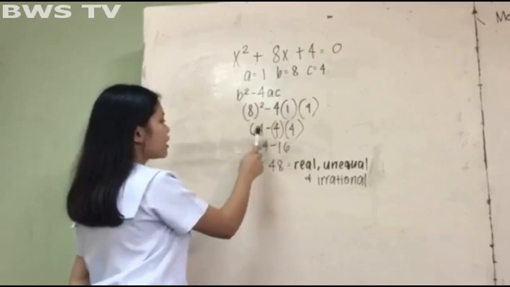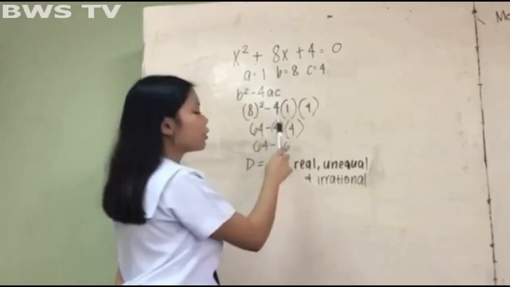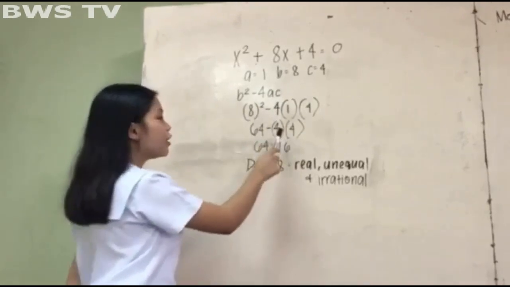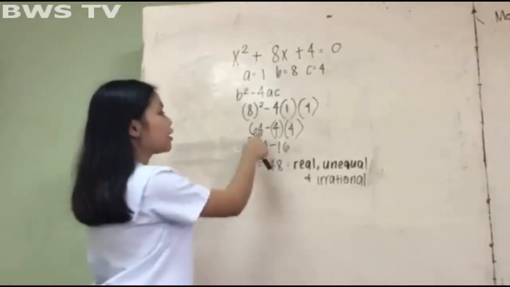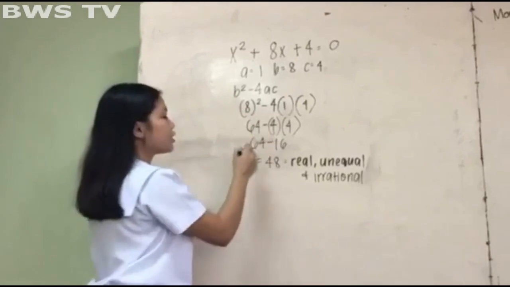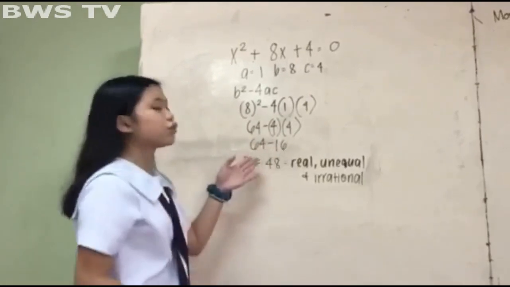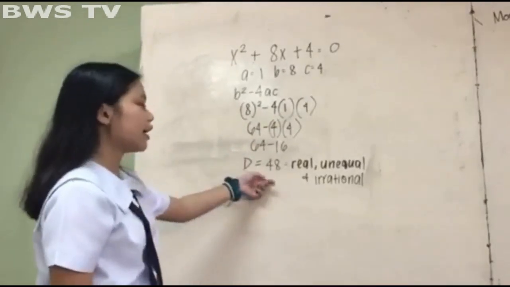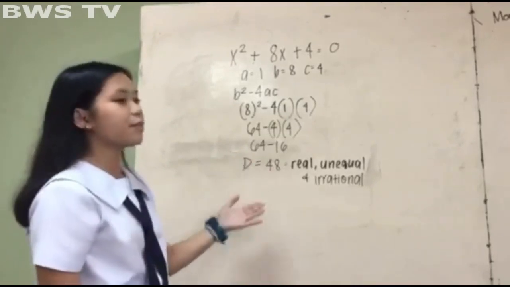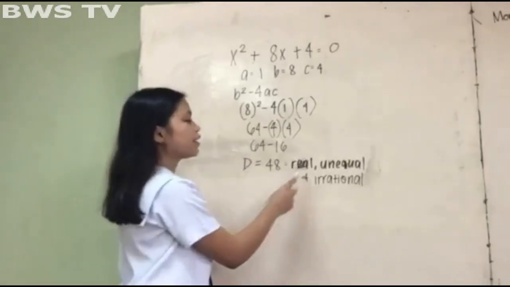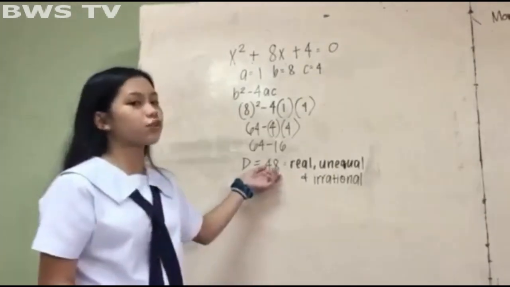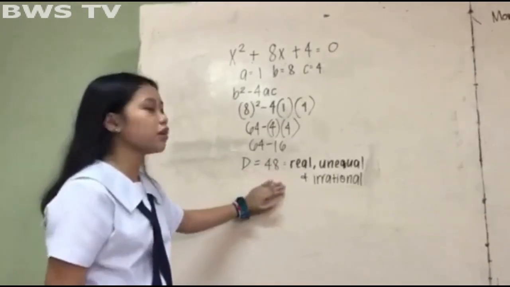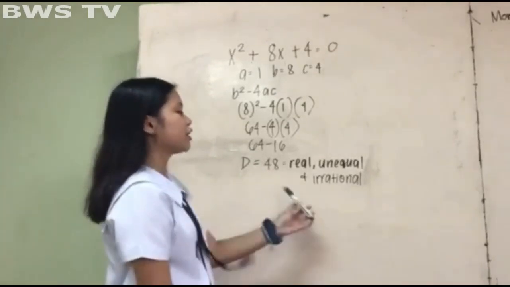So when you do this, 64 minus 4 times 4. When you solve this one, the answer is equal to negative 16 because there is a negative sign. So 64 minus 16. When you solve that one, we get the answer of 48. And since 48 is bigger than 0, it is real and unequal. But the question here is, is 48 a perfect square? No. 48 is not a perfect square. That's why our answer is irrational.